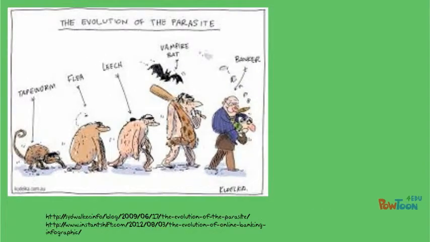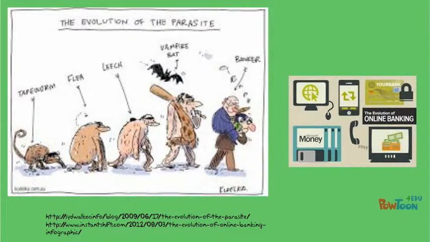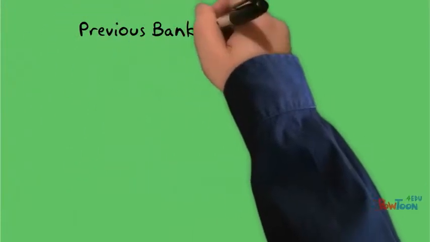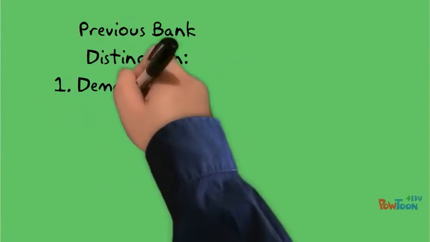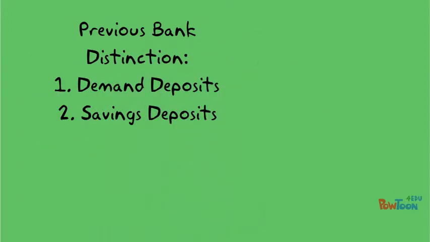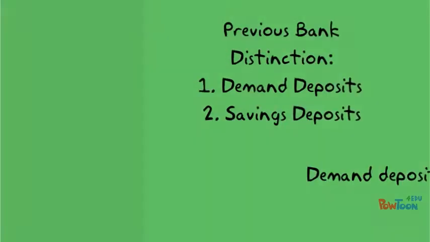Banks have evolved and allowed us to use different deposit options, such as checks, debit cards, telephone, and my favorite, internet banking. These deposits can be easily transferred and are considered a medium of exchange. Previously, the bank's distinction was between demand deposits and savings deposits. Demand deposits were easily transferable, and savings deposits were not. Today, it is easy to transfer funds between almost all accounts, which means those distinctions are now blurred.